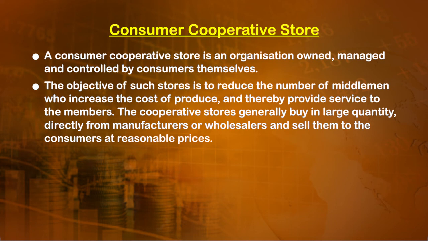Some consumers just come together, form an association and start a cooperative store where there are no middlemen. They can just buy directly from the manufacturers or wholesalers and sell among themselves. It is basically serving the members of the cooperative. These stores generally buy in large quantity. As a result, the goods are cheaper, and that is another big advantage for the members of such cooperatives.